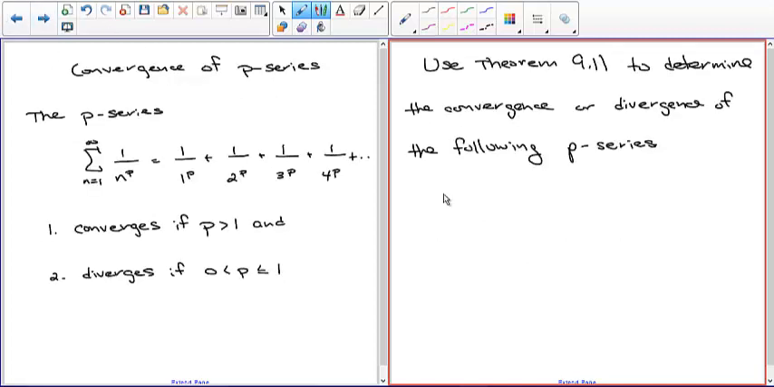Use theorem 911 to determine the convergence of the following. Okay, so that's just telling us the instructions for doing the next bunch of problems.